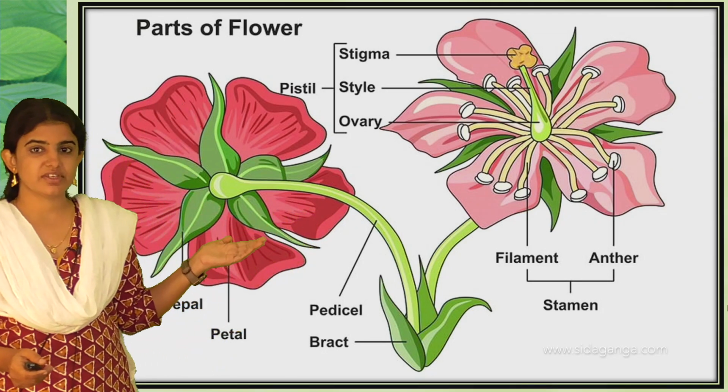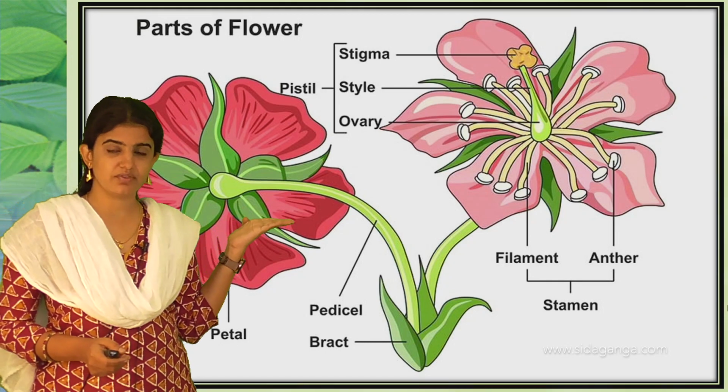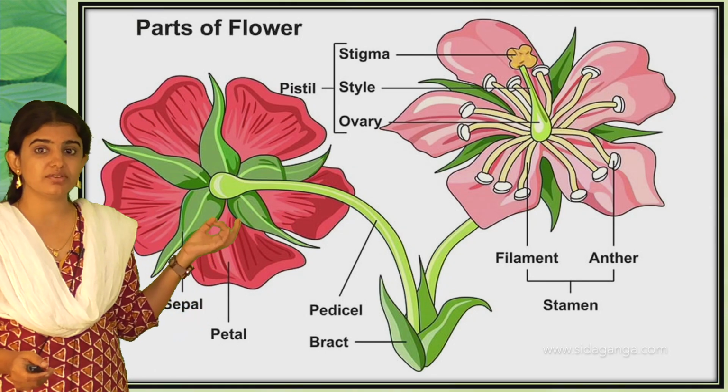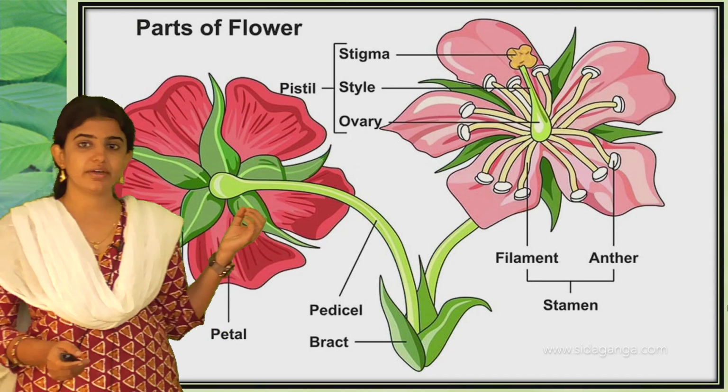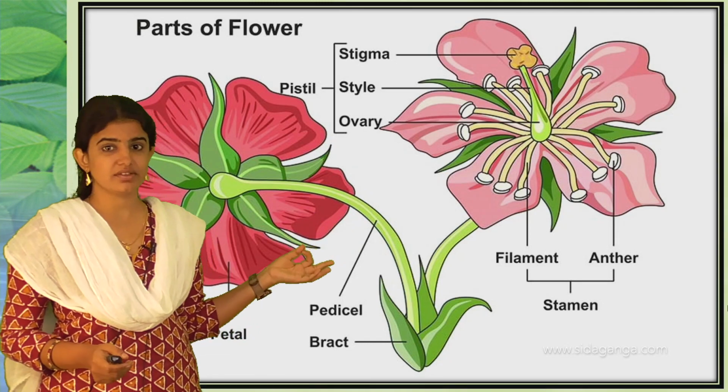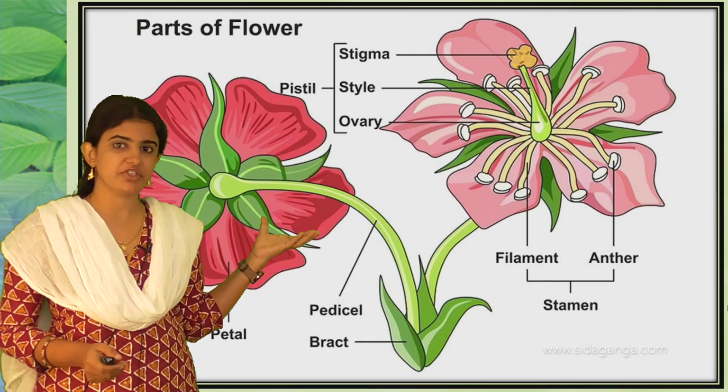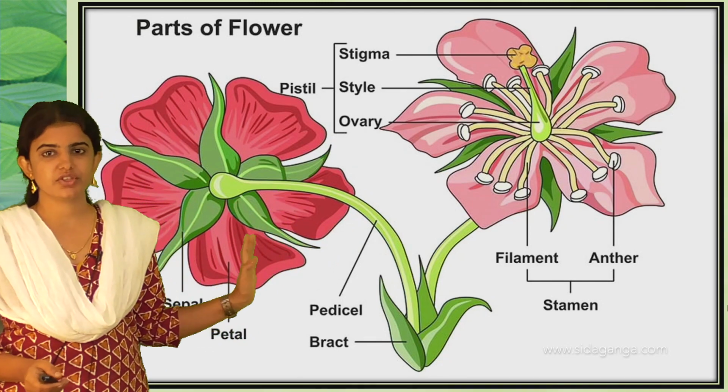Sepal is the leaf-like structure which is present at the base of the flower, which helps to provide the support to the flower during the bud condition, and also it provides extra strength to the flower after maturing, and this is the function of the sepal.